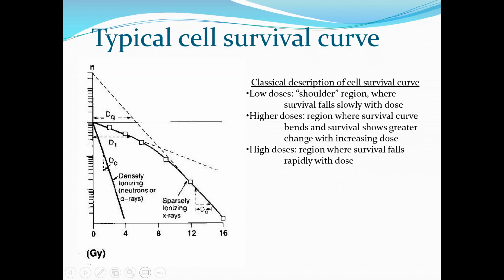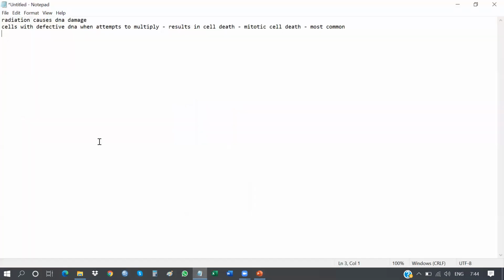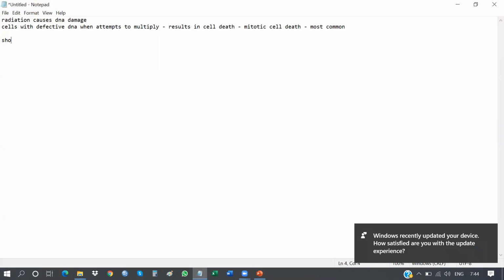See, first of all, densely ionizing are more sensitive because in the survival curve, the one to the left is more sensitive. Now, second of all, regarding the shoulder, as someone here rightly said, shoulder represents repair.